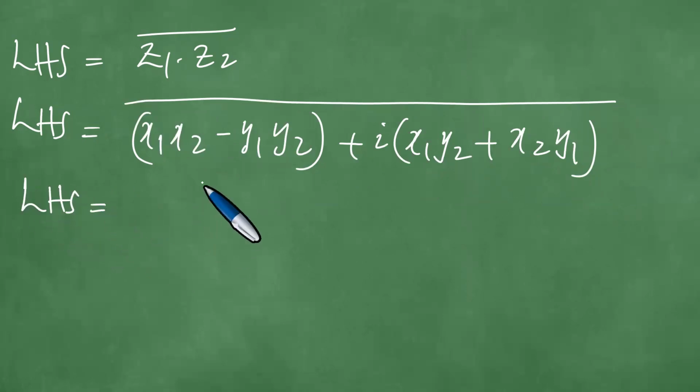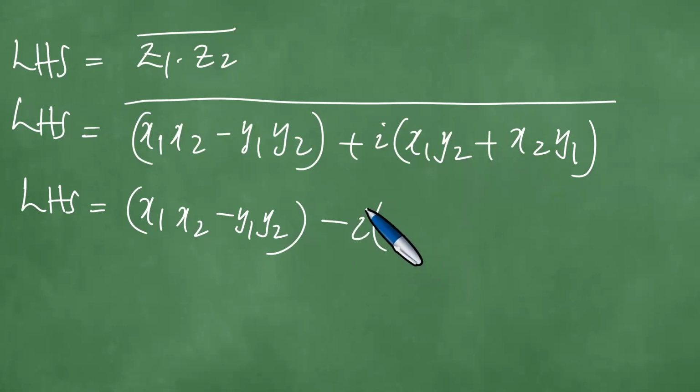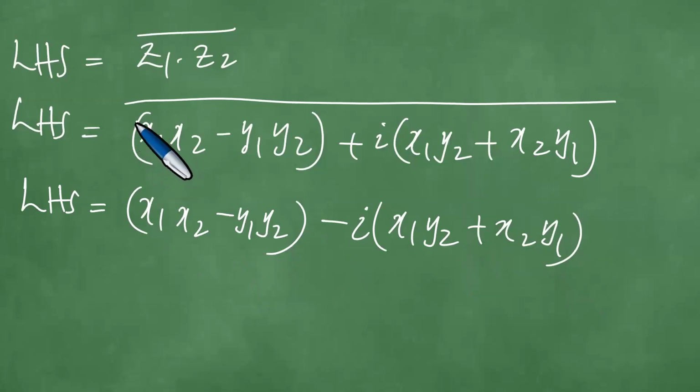Okay, then you have the left-hand side. Now we have been able to write this complex number in terms of a real part plus an imaginary part, which is x1 x2 minus y1 y2, minus i times (x1 y2 plus x2 y1). Obviously, if you take the complex conjugate of this big number, you just change the sign of the i to the opposite. It was plus i, so it becomes minus i.